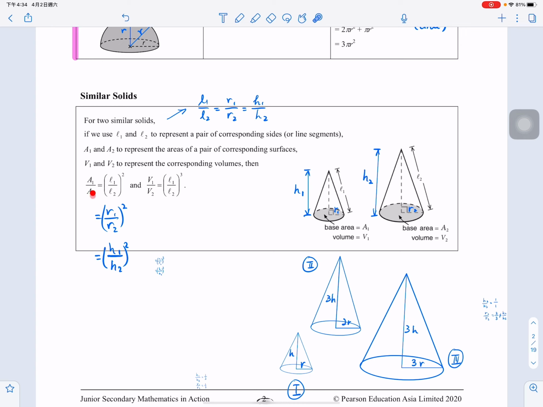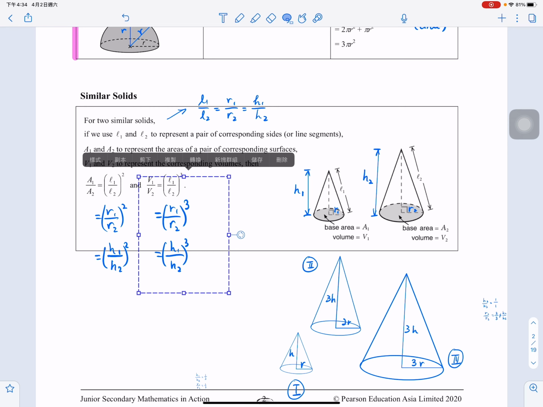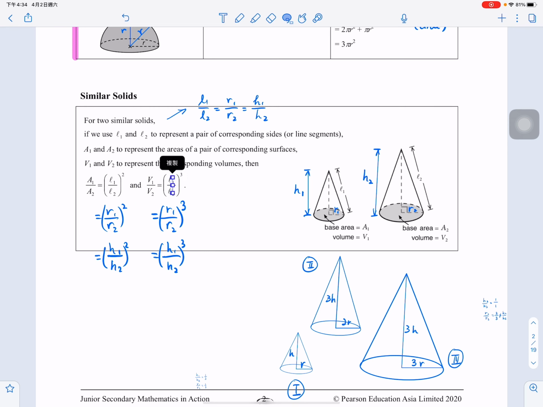Okay, this is the ratio of the 2 solids' surface area or base area. How about volume? Volume will take cube. For example, here L1 over L2 cubed, which also equals R1 over R2 cubed, the same as H1 over H2 cubed. So if they are similar, we'll have this relationship between the length, radius, or height. Then the area and the volume will have square ratios or cube of the ratios of the lengths.